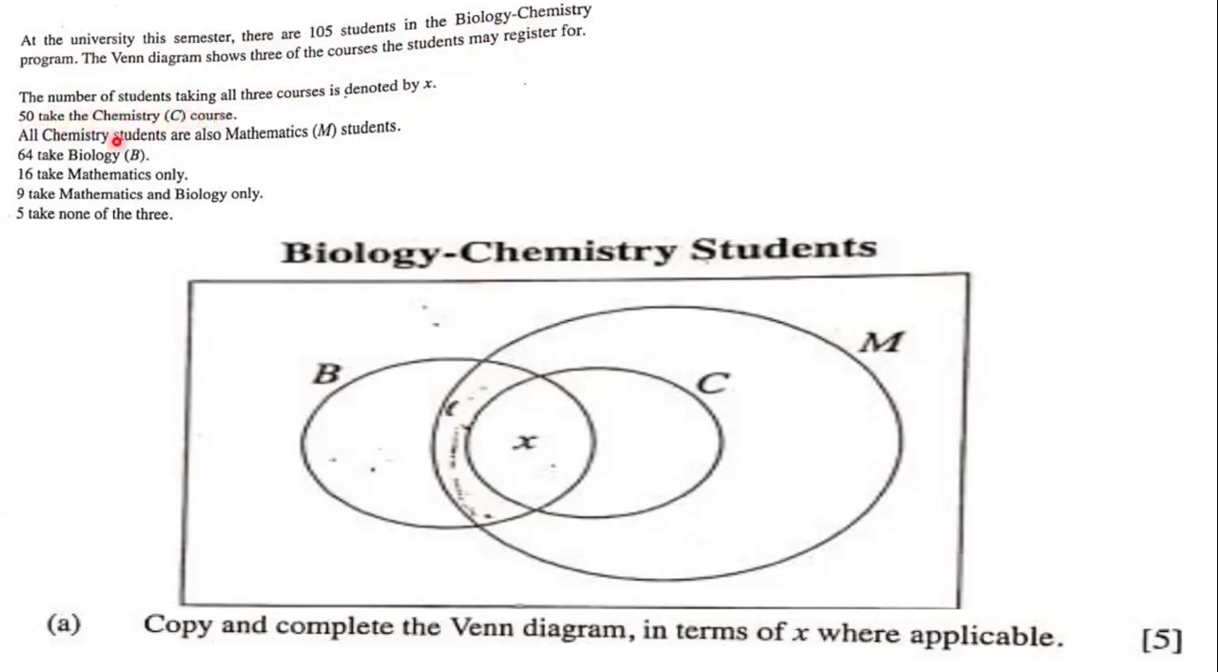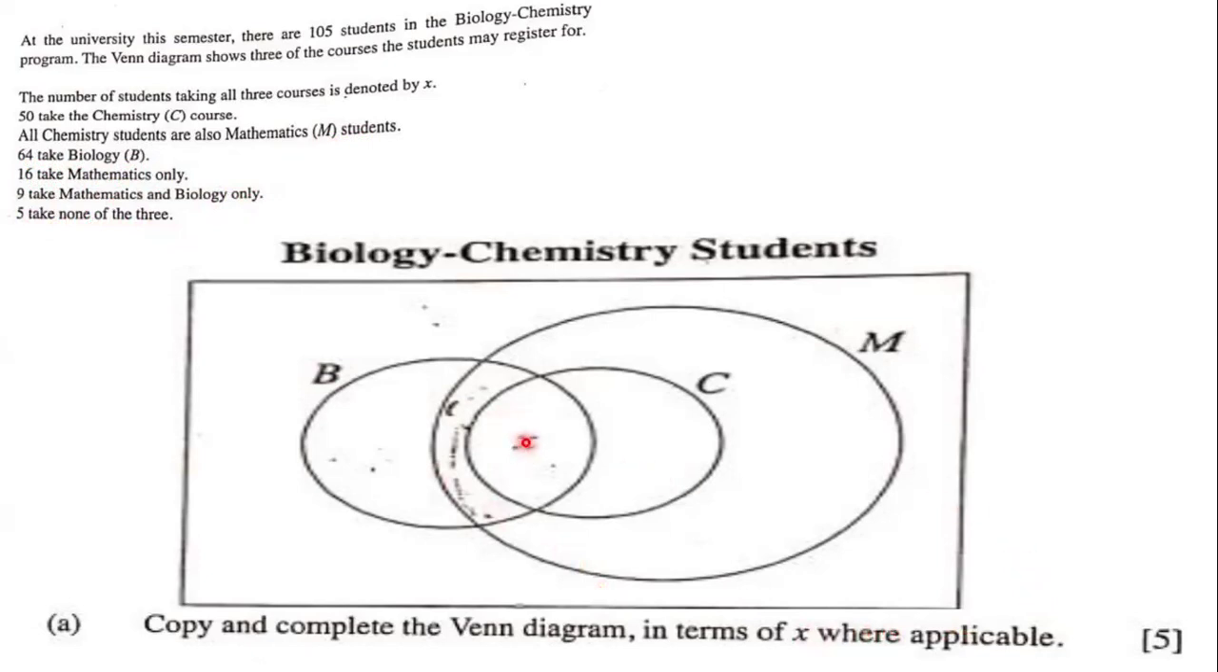course, that's C. All chemistry students are also mathematics students, that's M. 64 take biology, that's B. 16 take mathematics only. 9 take mathematics and biology only. And 5 take none of the 3. And so what they want us to do is copy and complete the Venn diagram in terms of X where applicable.